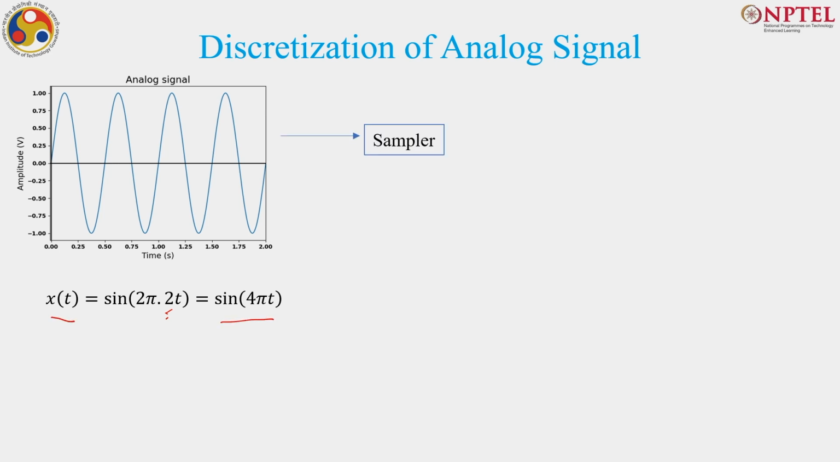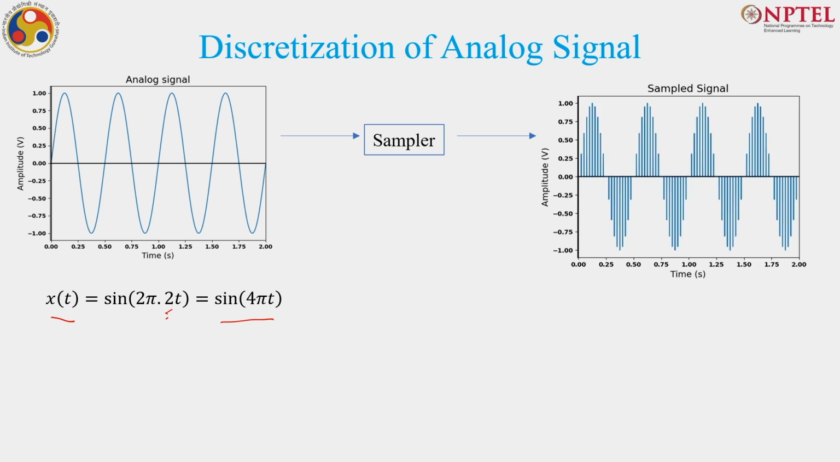Now, what the sampler will do is take samples of this wave at specific intervals, and here let us discuss uniform sampling. Uniform sampling means after every given time, say this time is capital Ts, it will pick a sample of this signal, and the sampled signal will look something like this. So, I will say x(nTs) is basically sine of 4 pi n Ts, where n is an integer.